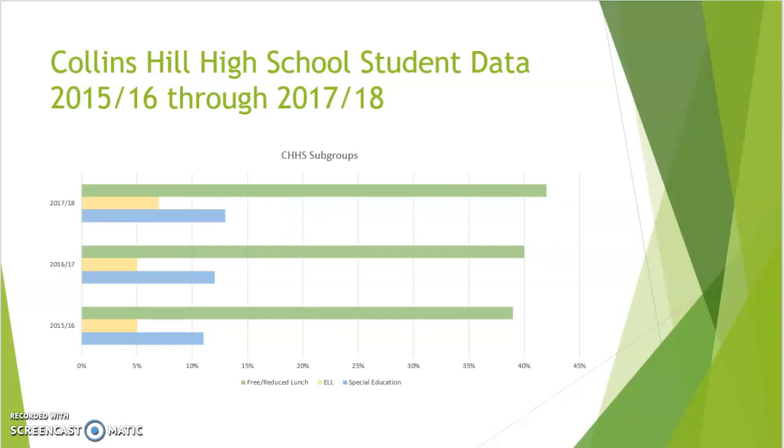This is some of the subgroups. Those we mentioned earlier: free reduced lunch, the ELLs of the school, and then the special education numbers. The biggest group here is the free reduced lunch. Now a lot of these kind of correlate or go together. There's a lot of the ELL students that are on free reduced lunch and things like that. But you can see the numbers. It's steadily grown for all three of these groups. Special education has gone up. ELLs has increased also, and free reduced lunch has gone up also.